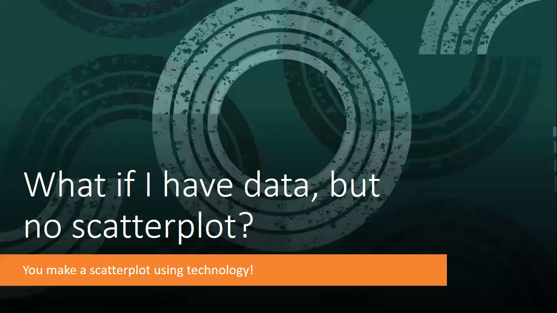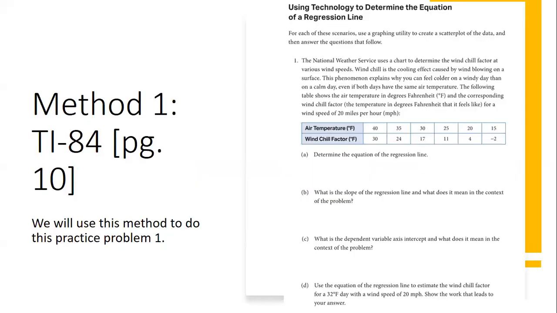Awesome. Now, what if I have data, but no scatter plot? I make one. I make the scatter plot to determine what type of relationship I have. So guess what we're going to do? We're going to make our scatter plot. In your do now, you needed a calculator, and hopefully you got one. We're going to start with method 1, which is using our TI-84, our handheld calculator.